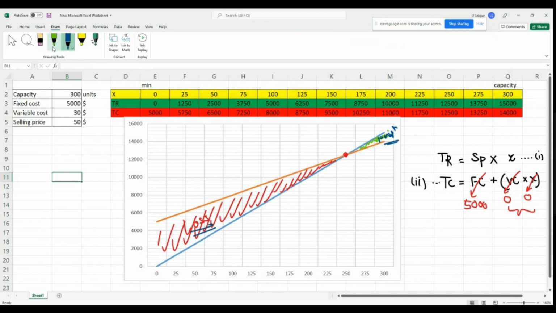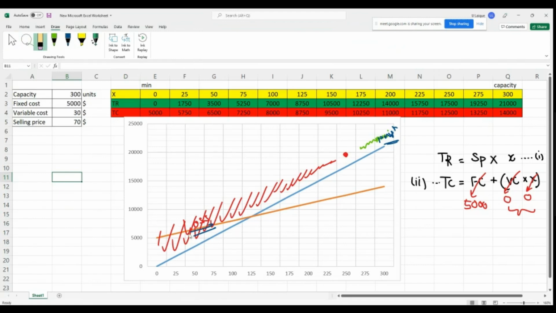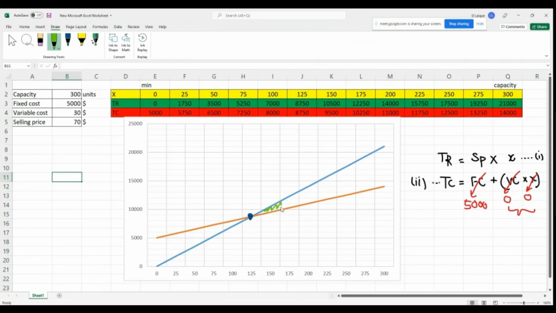Now let's make these values the default values again, which were basically 70. So I'm going to make it 70. So you see, and I'm going to get rid of this one. So once again, this is the break-even point. So anything above the break-even point is what we call the total profit. So between this blue total revenue curve and the orange total cost, the region in between is what we call the profit region.